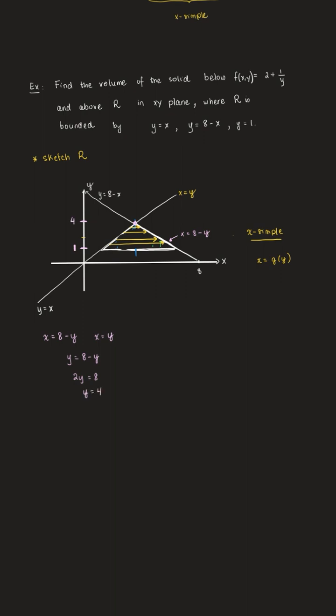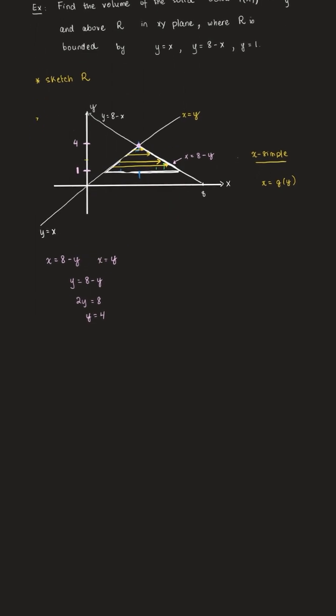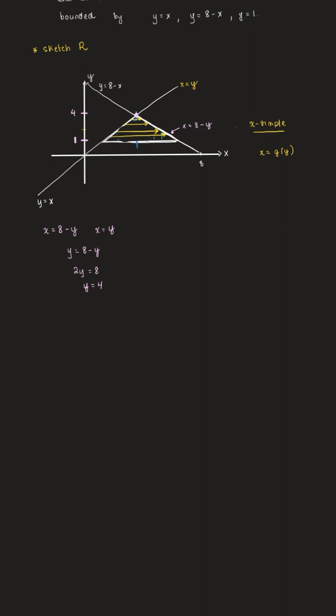So I think we're in good shape to set up our integrals. First with respect to x, then with respect to y. So let's do that. Our inner integral is going to be with respect to x, and we're going left to right. So that means we're going to start at x equals y. So from y, we're going this way, from x equals y to x equals 8 minus y.